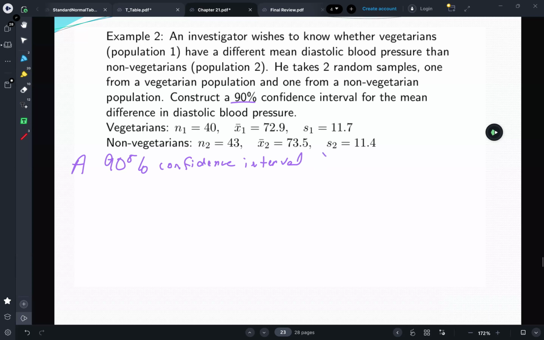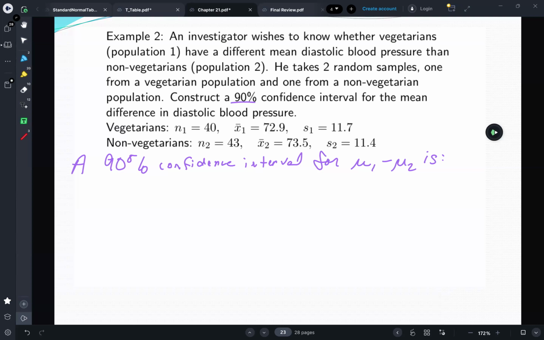for mu1 subtract mu2. So what is mu1 subtract mu2 in words, just plain language? It would be the average difference in the diastolic blood pressure between the vegetarians and the non-vegetarians, all wrapped up in mu1 and mu2. That's all wrapped up in that notation.